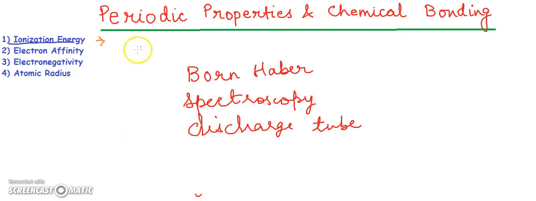So today we have learned, in periodic properties and chemical bonding, the first periodic property, that is the ionization energy. The other periodic properties like electron affinity, electronegativity, and atomic radius, we will do in the subsequent classes.